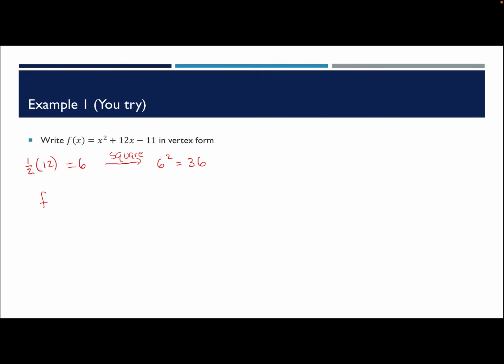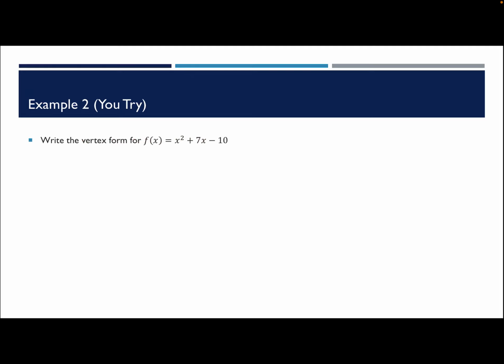So we're going to rewrite f of x to equal x squared plus 12x plus 36. This is what we're going to factor. And then we have a -36 minus 11. What's inside the parentheses is always going to factor to be x and that number squared. So we get x plus 6 squared. And then -36 minus 11 is going to be -47. So in vertex form, we get x plus 6 squared minus 47.